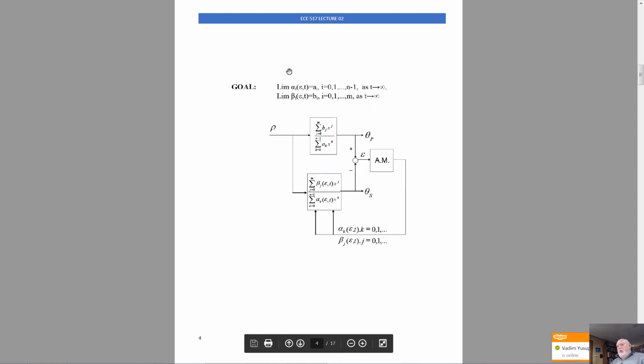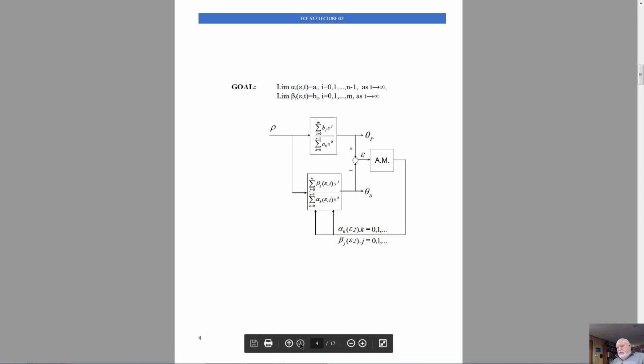And of course, our goal is to make sure that the limit of every single alpha is equal to A, to the corresponding value of the parameter A. Then we would know parameters A. And our goal is to make sure that adjustable betas will converge to appropriate parameters B as time approaches infinity.